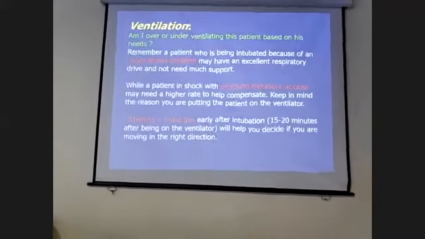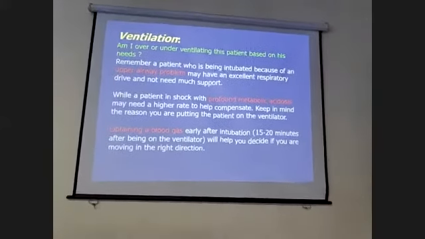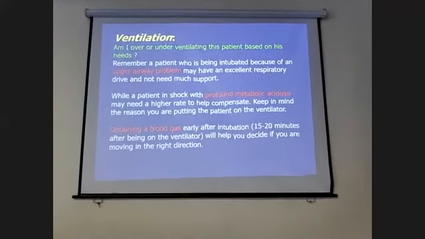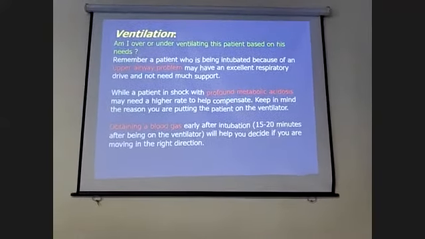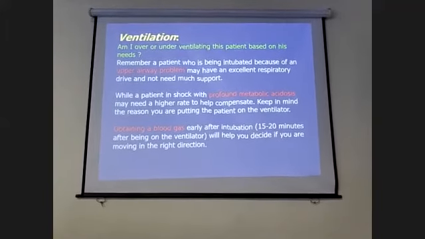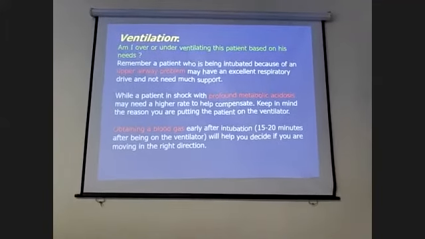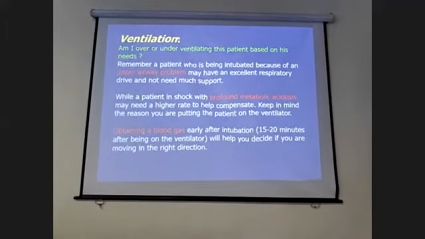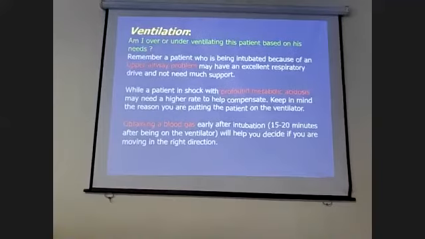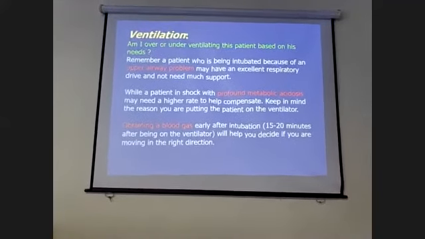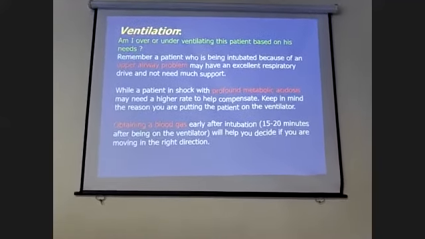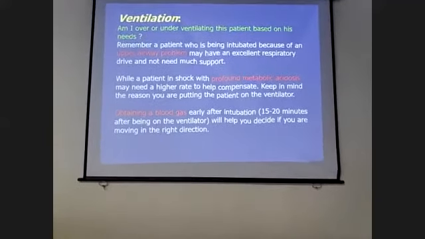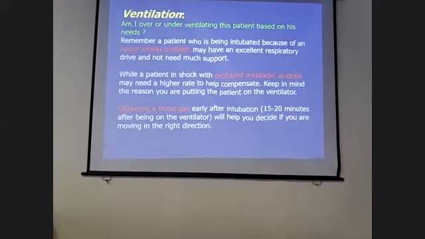Now ventilation again. Am I over or under ventilating this patient based on his needs? That is a very big question. Remember, a patient who is intubated because of an upper airway problem may have an excellent respiratory drive and not need much support. In those cases, you just need to bypass the upper airway, like in tumors of the vocal cord, upper airway problems, or stenosis. In that situation, you need to do a tracheostomy and leave the patient as such.